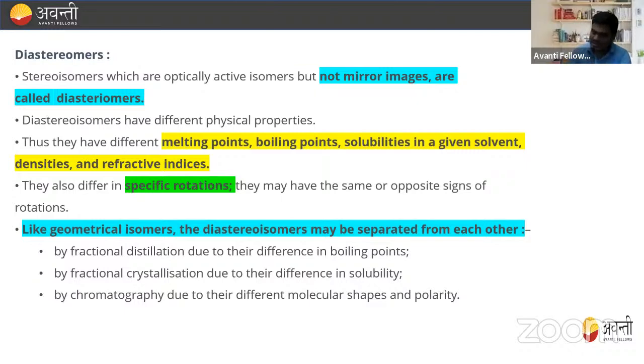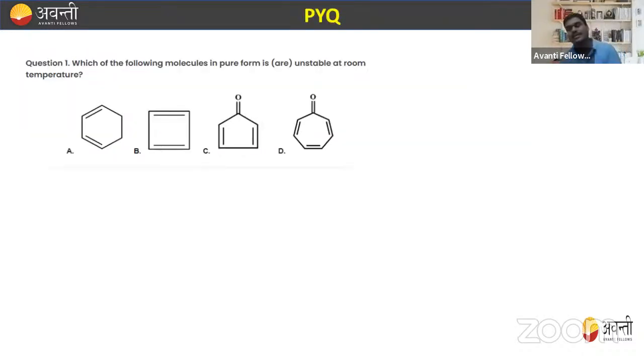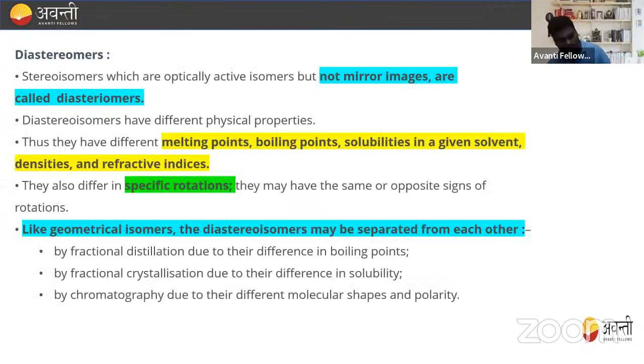Like geometrical isomers, the diastereomers may be separated from each other by fractional distillation due to their difference in boiling point, by fractional crystallization due to their difference in solubility, and by chromatography due to their difference in molecular shape and polarity. Right. So this is all about the important topics of this chapter.